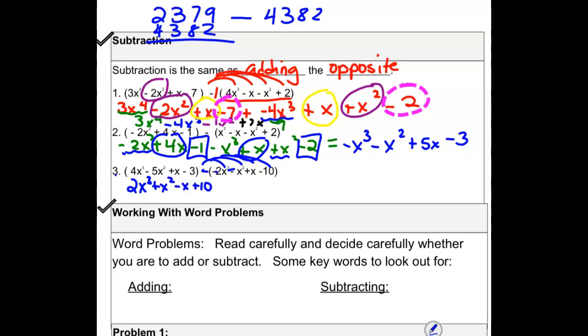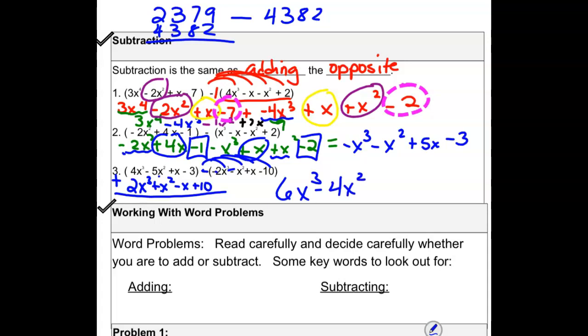Yes? Now when I add them together, my like terms visually are lined up. Okay? So how many x cubes am I going to have? So we should have 6x cubes. How many x squareds? We've got negative 5 plus 1. Okay, so we have negative 4x squareds.